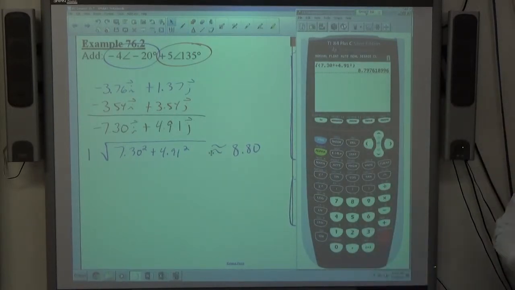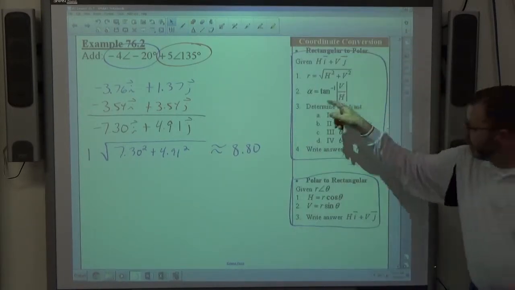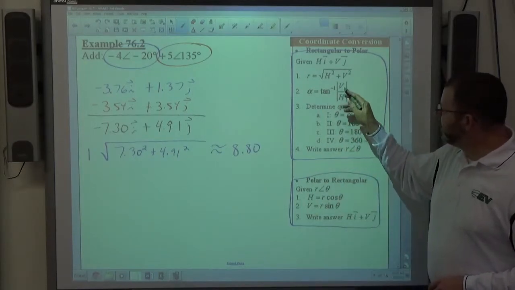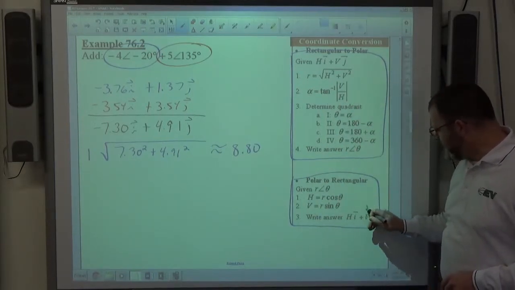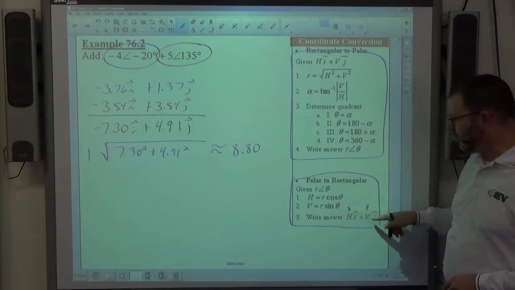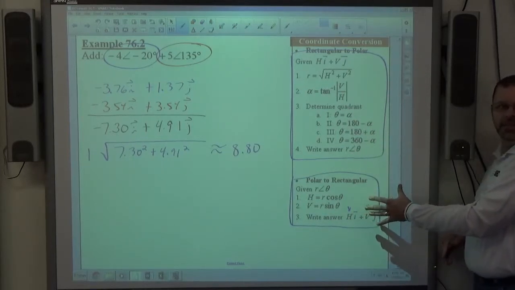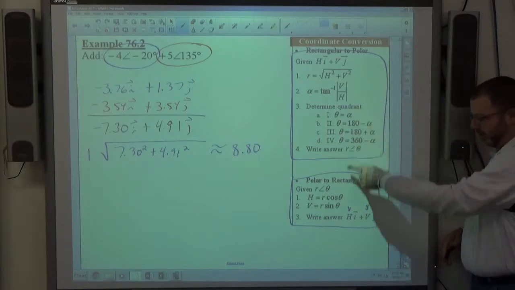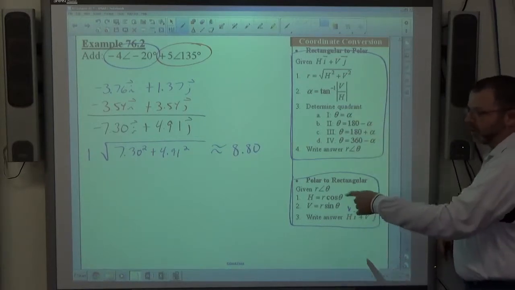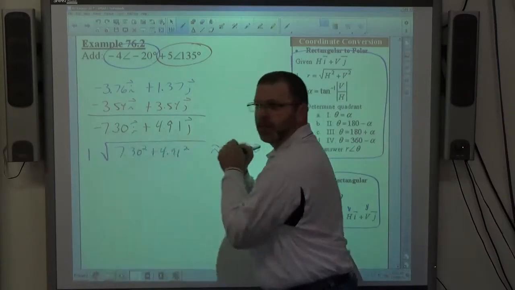Just like that. Step 2. Alpha equals the inverse tangent of v over h. V is the second number, h is the first number in our form. And again, this is in your possession during a test. So if you don't know what h and v are, you can just look down at the h, that one, v is that one, and just compare v, h, right?